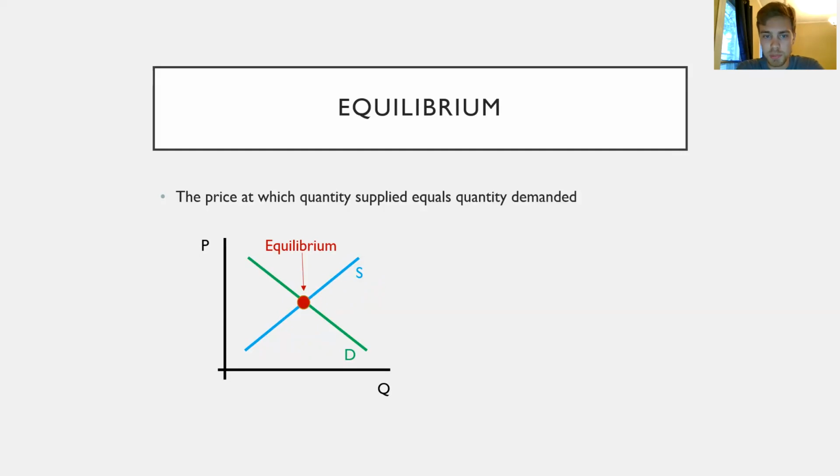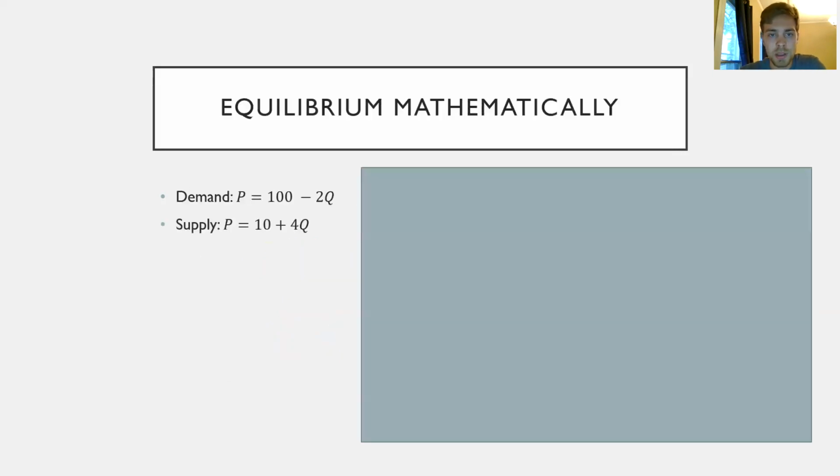Okay, so now that we've got supply and demand, we can put them together to get equilibrium. Equilibrium is the price at which the quantity supplied equals the quantity demanded. Graphically, as you can see, this is represented where the supply and demand curves cross each other. That's our equilibrium point. We can also think about this mathematically. We can get a demand curve equation and a supply curve equation, and we can use these to determine equilibrium price and quantity. I'll work through this quickly.